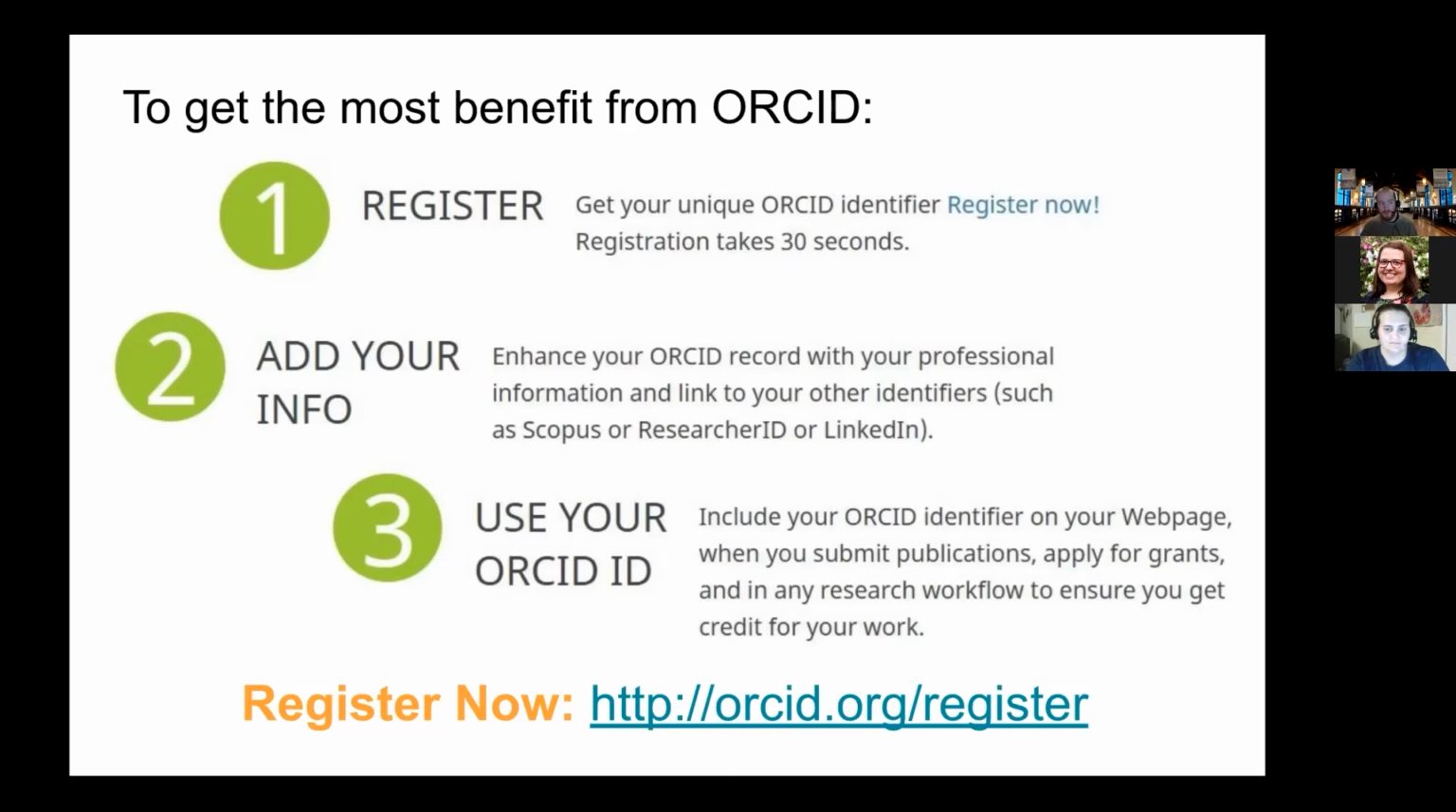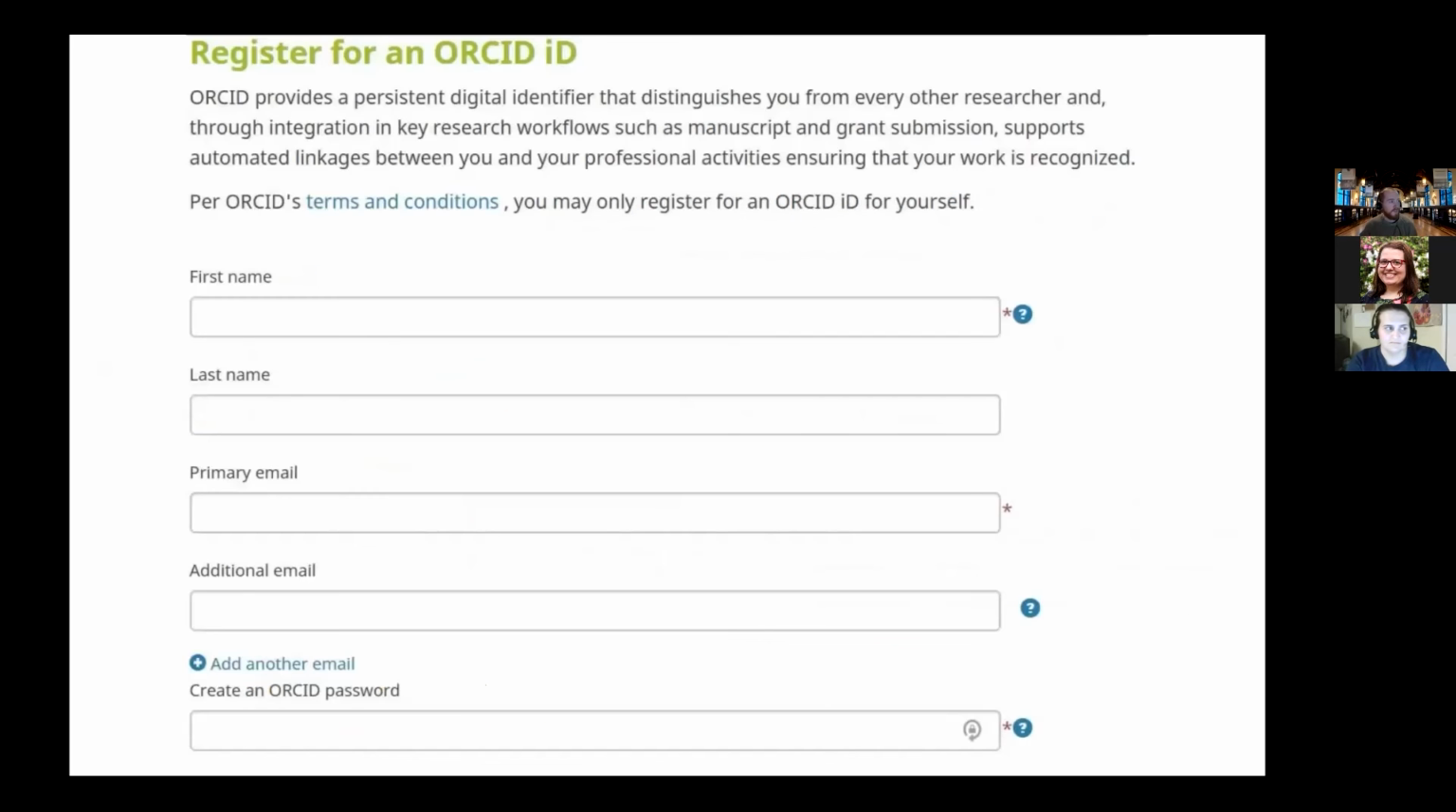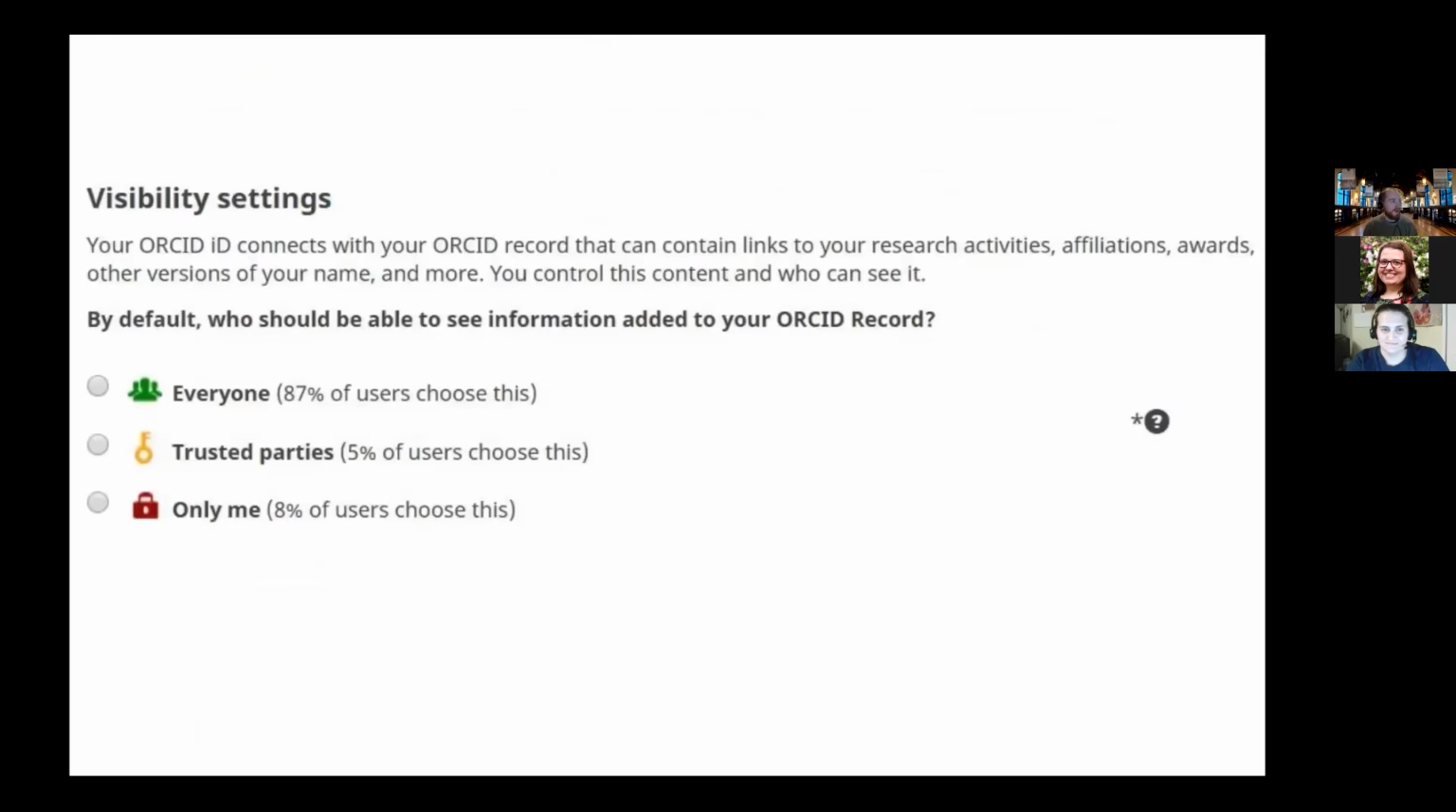And then, as I was mentioning, use your ORCID ID, providing it wherever you have public information about yourself and your work, and also whenever you're submitting papers or applying for grants. Registering for ORCID is really quick. Yeah, we'll see more about that. But don't be intimidated about registering for ORCID.